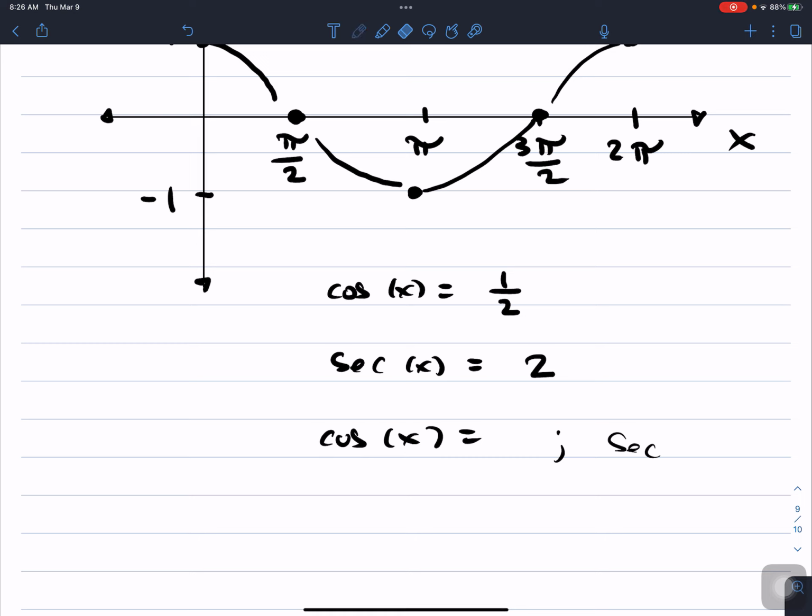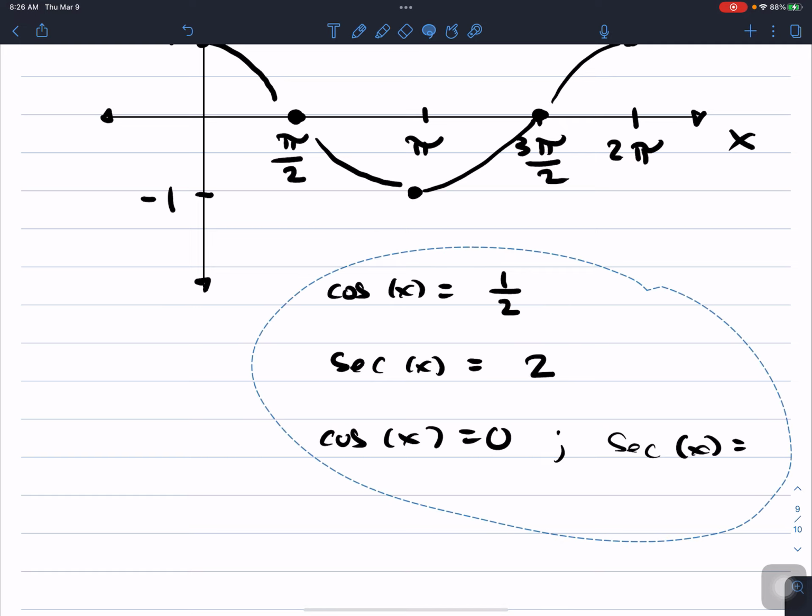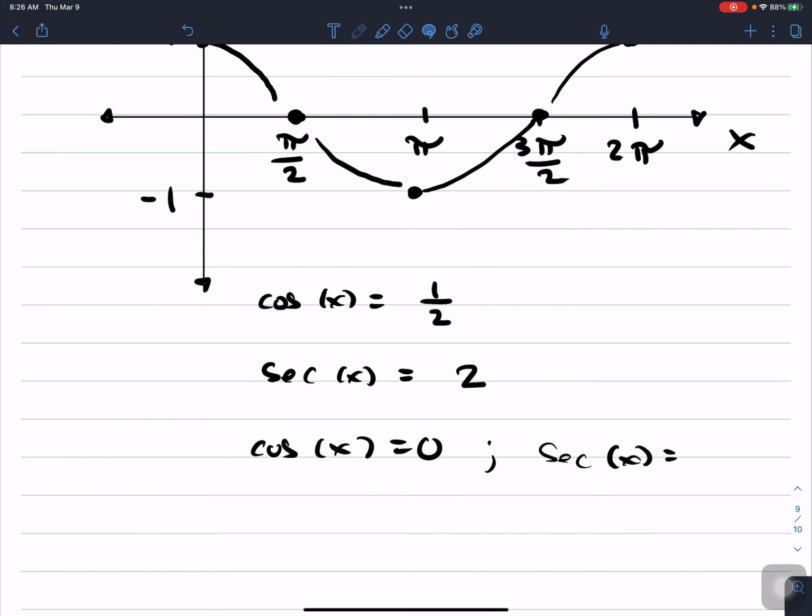If cosine is 0, what's secant? Undefined. And you say, why? Because you can't divide by 0. Is that right? You're saying this is 1/0. Well, that's undefined. If cosine is 1, then what is secant? 1, because they're reciprocals.